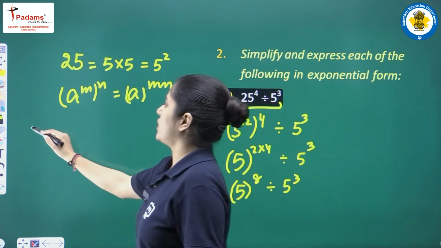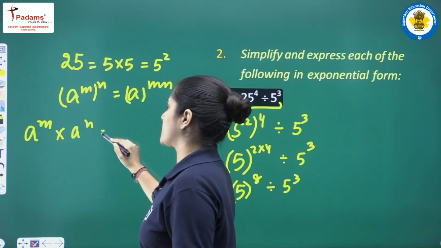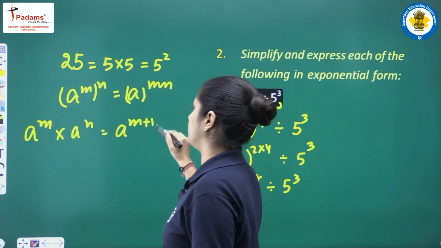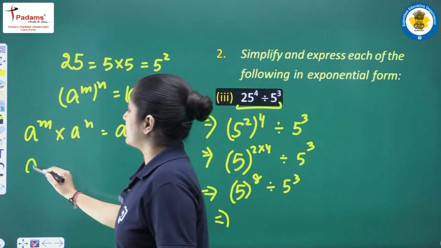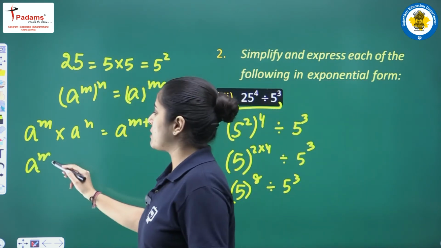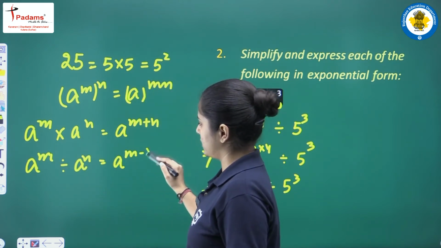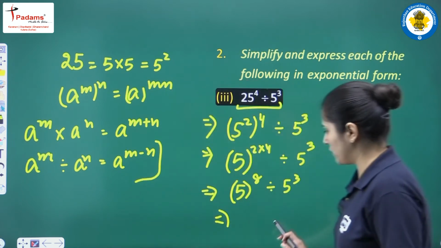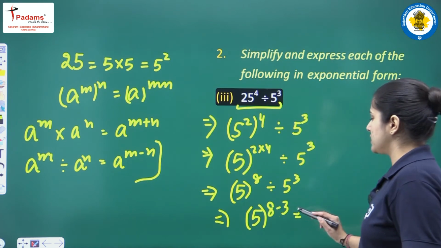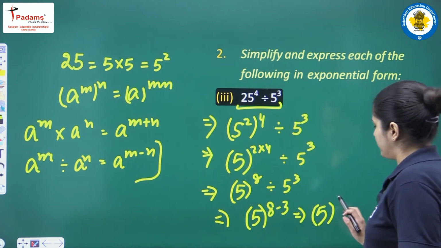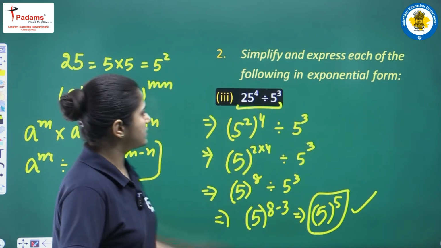right? Now students, a raised to power m multiplied by a raised to power n is equals to a raised to power m plus n. Okay students, so here we are given with division, right? So a raised to power m divided by a raised to power n is equals to a raised to power m minus n. So we'll use this formula for solving this. So 5 raised to power 8 minus 3, that is 5 raised to power 5, and this is your answer. Okay, this is your answer number 3.